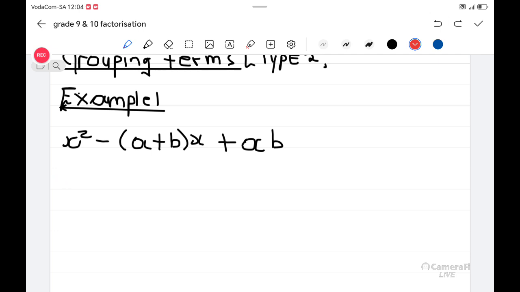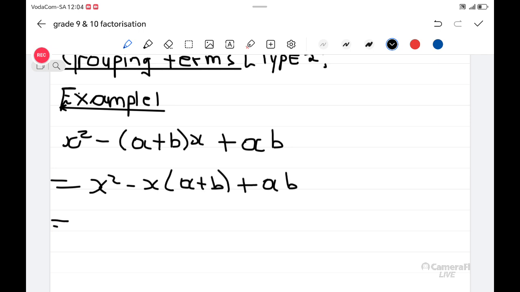All right, so it's going to be x squared. You can rearrange and write it as x(a plus b) plus ab equals to what? x squared. And then when you expand this one, minus x multiplied by a, minus x multiplied by b, we know it's going to be minus ax minus bx plus ab.